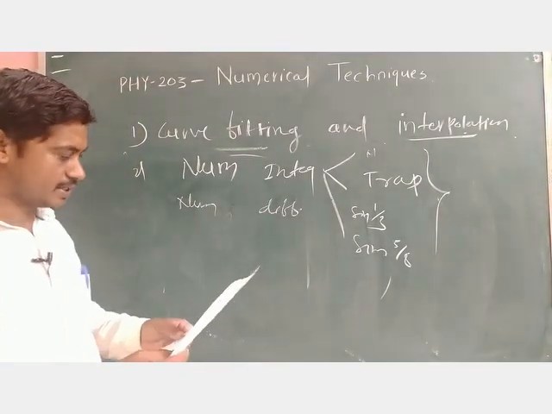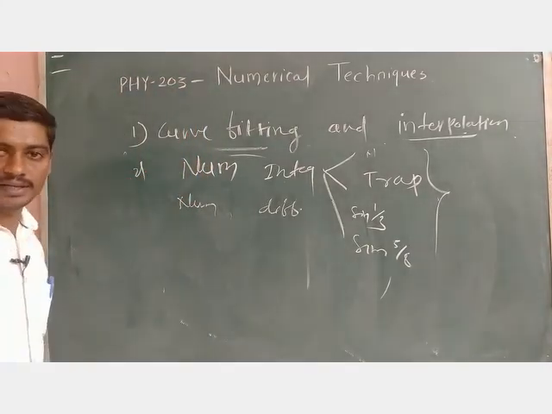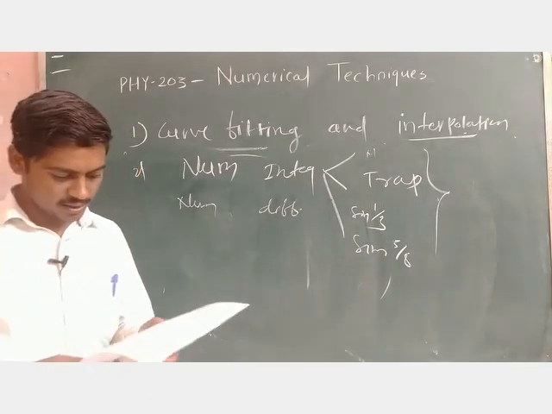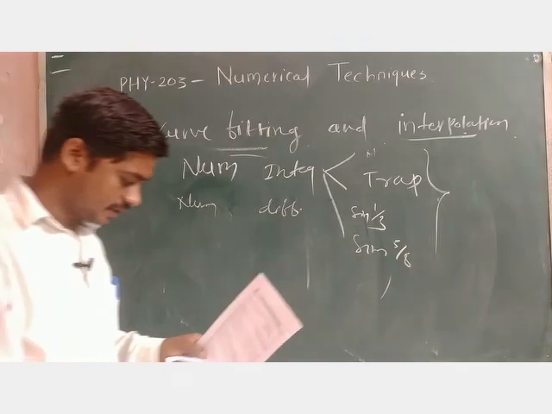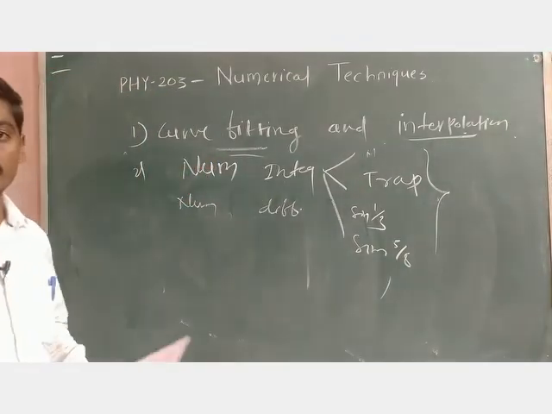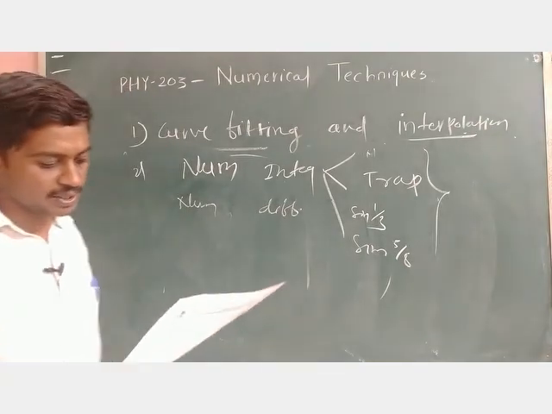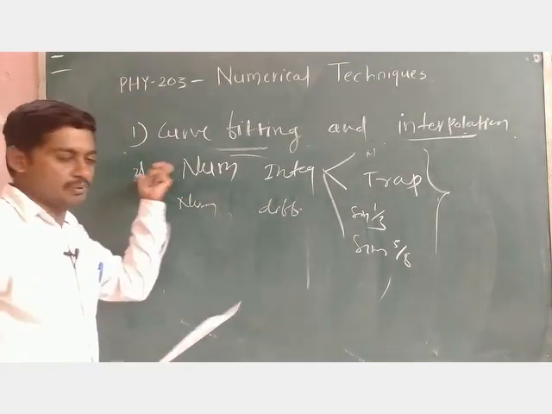Then numerical differentiation. So in numerical differentiation we are finding out the solution of the differential equation. There we are going to use the Taylor series method, then Euler method, then RK method, Runge-Kutta method, and predictor-corrector method. So all these methods we are going to use in numerical differentiation. This is all about numerical integration and numerical differentiation in unit second.